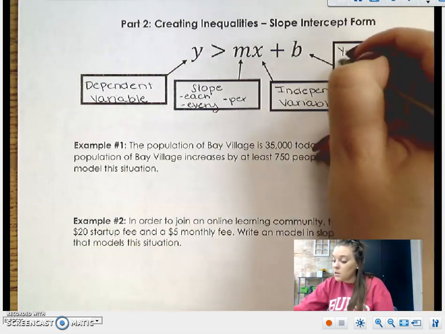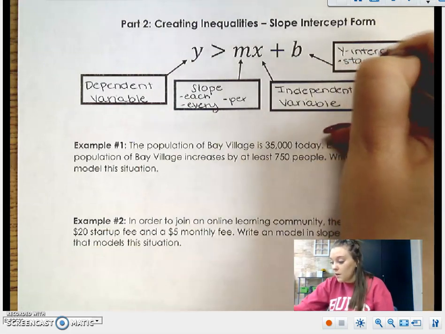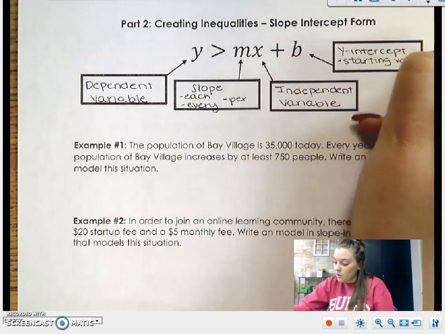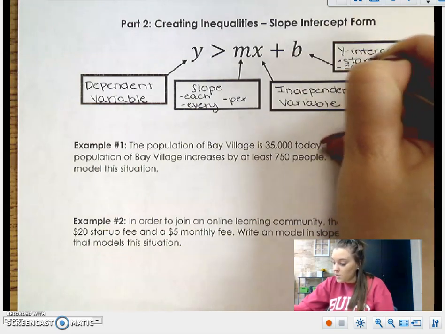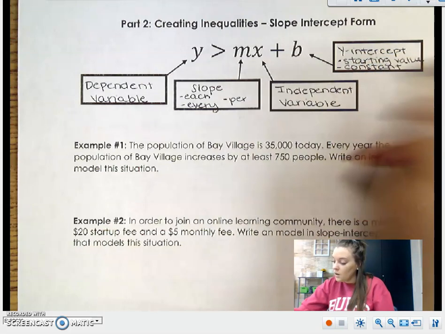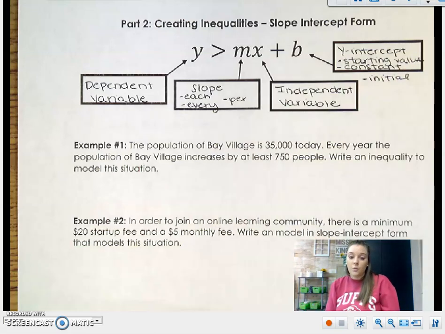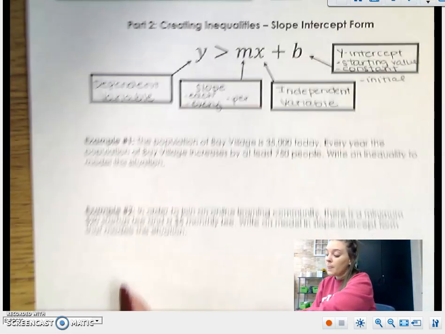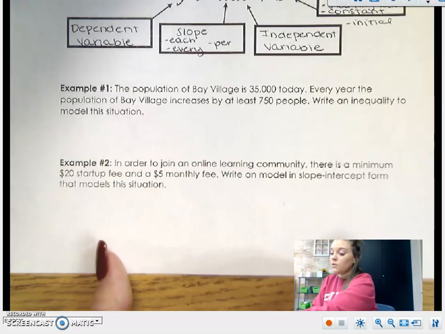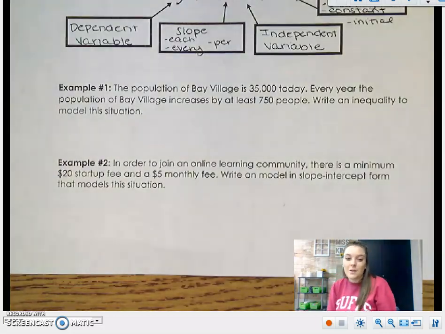And your keywords for y-intercept are going to be your starting value, or your constant, or your initial. So those are keywords for your y-intercept. So let's go through some examples so that you can get the hang of writing linear inequalities in slope-intercept form. So example number 1 says the population of Bay Village is 35,000 today. Every year, the population of Bay Village increases by at least 750 people. Write an inequality to model this situation.